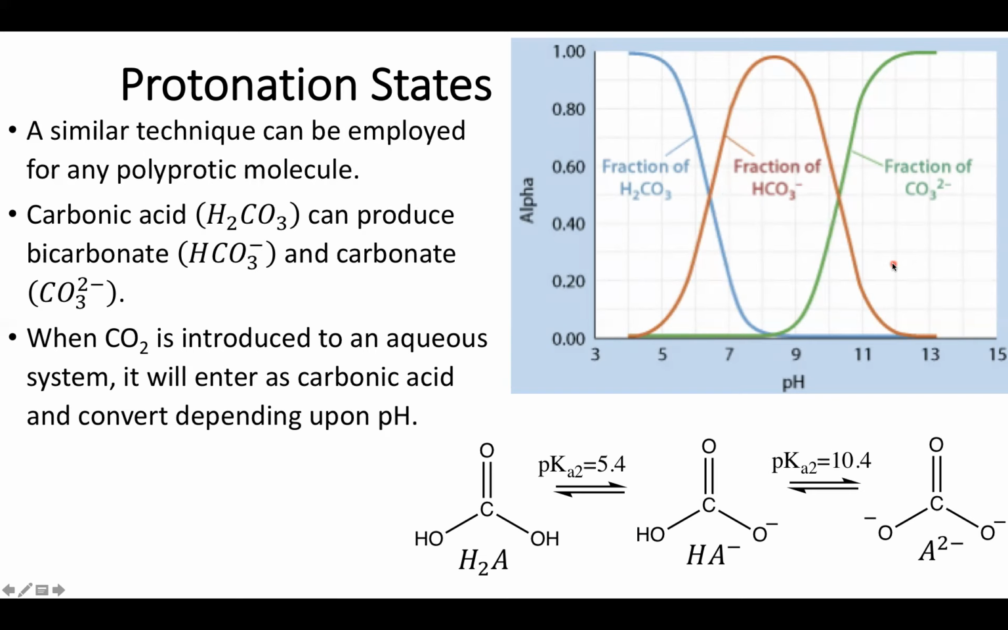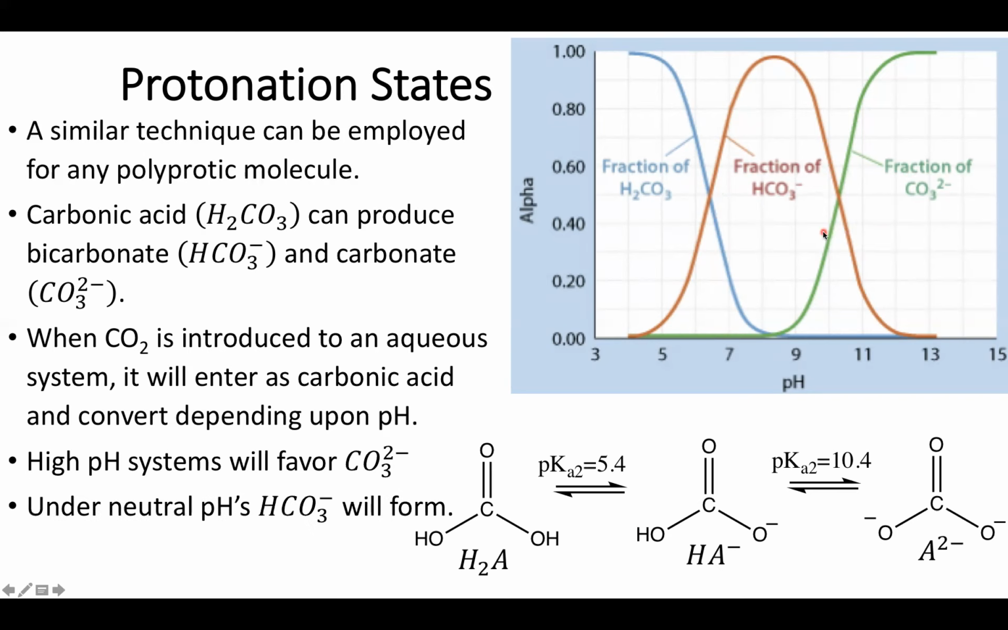So making use of polyprotic systems and their fractional composition is really important, because it prevents our systems from becoming too high in pH, where we become exclusively carbonate, or too low, where we end up going exclusively to carbonic acid. Next time, we're going to look at how we can move through all these various protonation states as we start doing titrations of polyprotic acids.